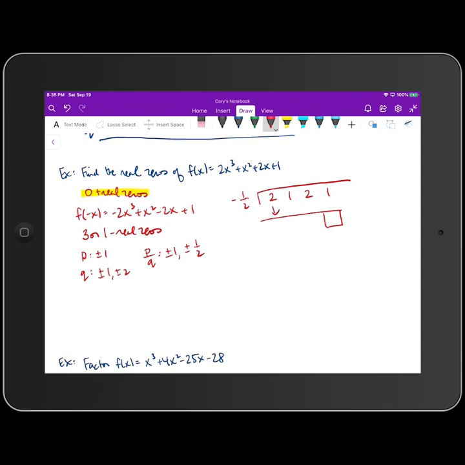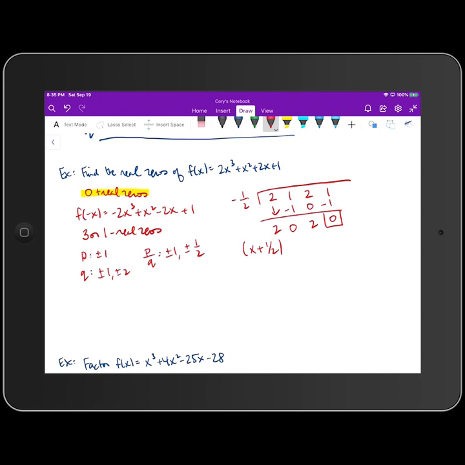Okay, so we bring down the first number in line 2, and then we multiply negative 1/2 times 2, which gives us negative 1. That adds to 0, multiplies to give us 0, adds to give us 2, multiplies to give us negative 1, adds to give us 0. So great, we picked the right value because that gave us a remainder of 0. So if negative 1/2 is a 0, then x minus negative 1/2, which is the same thing as x plus 1/2, is going to be a factor.